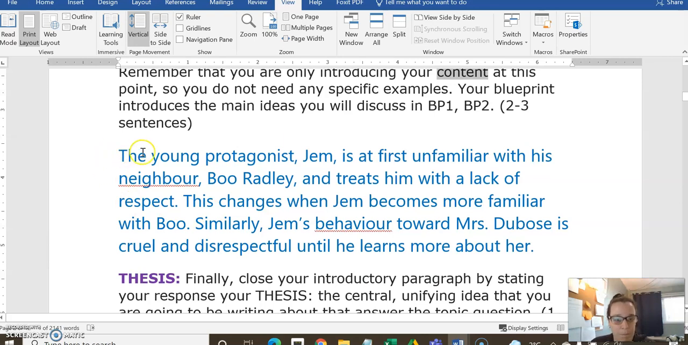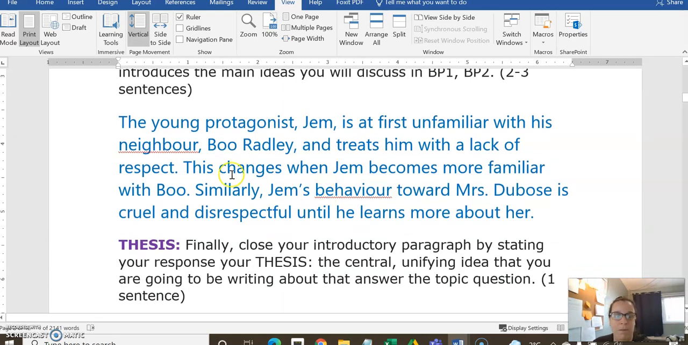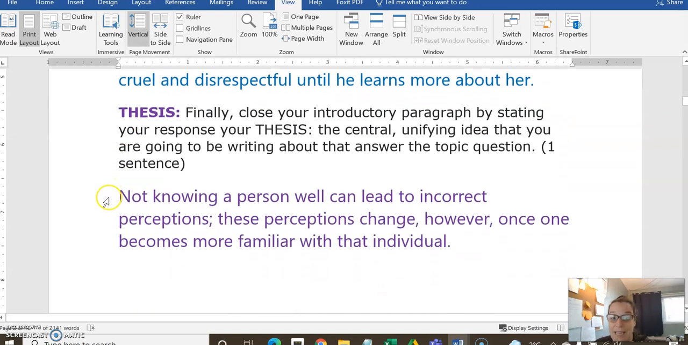So this student wrote, the young protagonist, Jem, is at first unfamiliar with his neighbor, Boo Radley, and treats him with a lack of respect. This changes when Jem becomes more familiar with Boo. Similarly, Jem's behavior towards Mrs. Dubas is cruel and disrespectful until he learns more about her. So I can see that the first body paragraph is going to be talking about Jem and his relationship with Boo Radley, and the second paragraph is going to talk about Jem and his relationship with Mrs. Dubas.